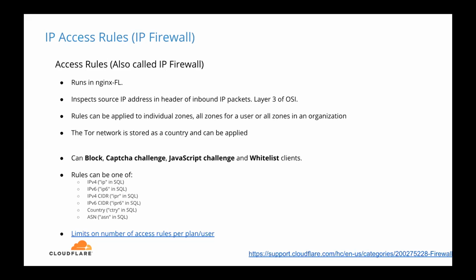So it's actually stored in our IP access rules. That's where, if you type Tor, it acts as a country name, and you can also apply the same specific block, challenge, etc. actions to it. So those are the actions that you have: block, CAPTCHA challenge, JavaScript challenge, and whitelist for those IPs.